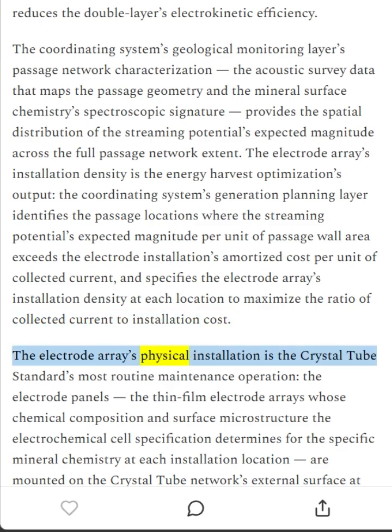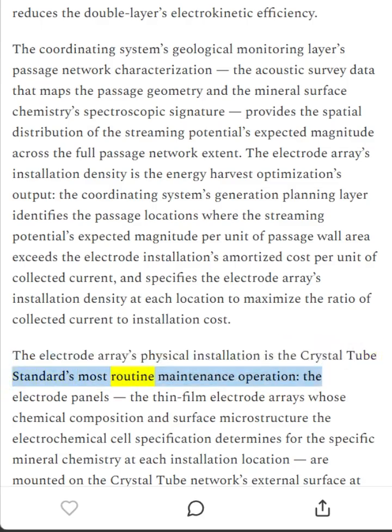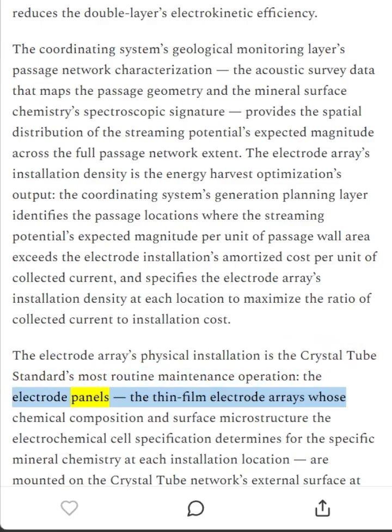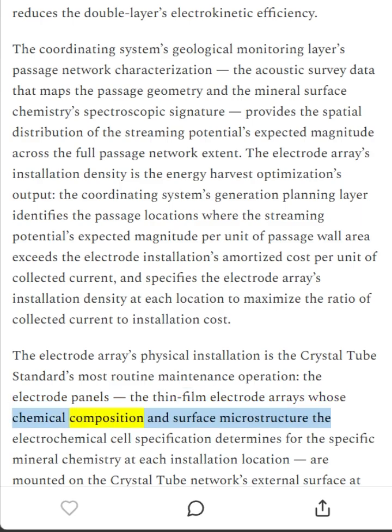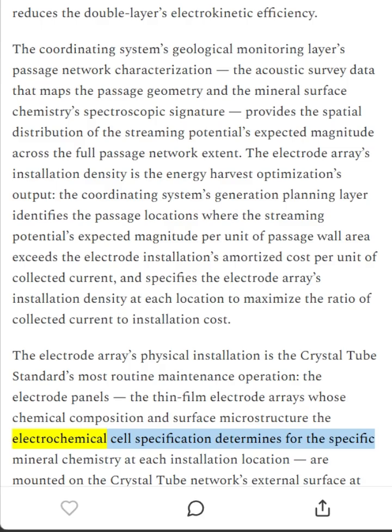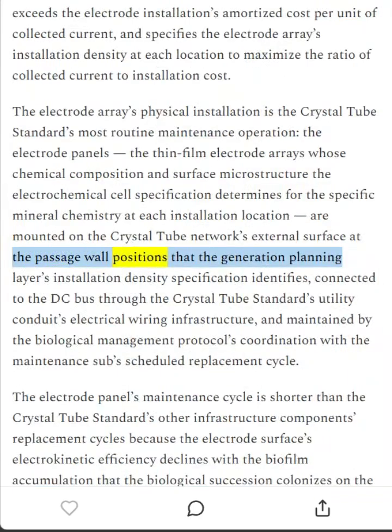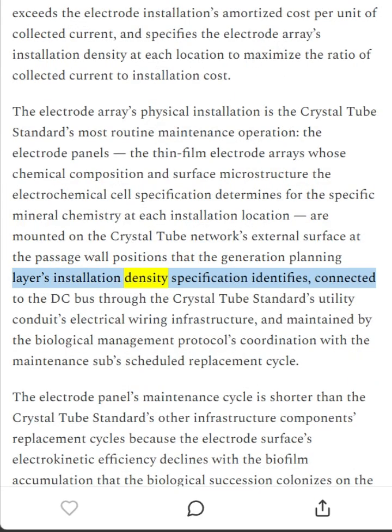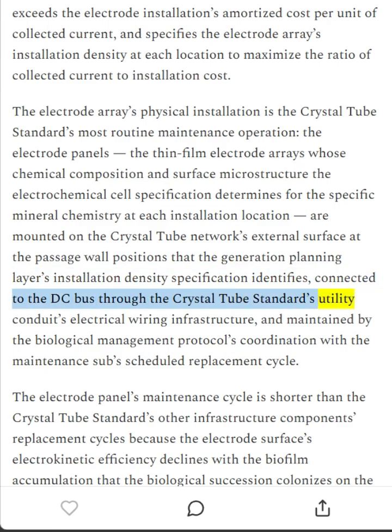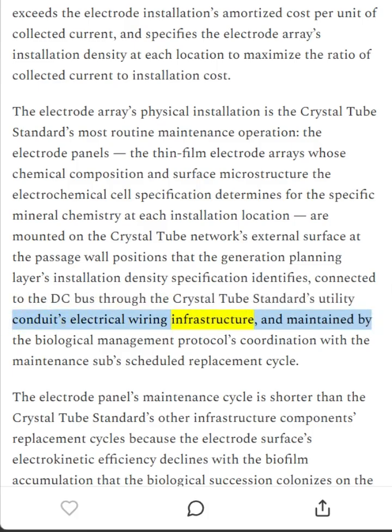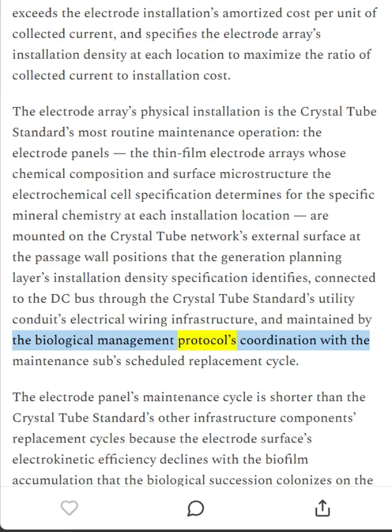The electrode array's physical installation is the Crystal Tube Standard's most routine maintenance operation. The electrode panels, the thin film electrode arrays whose chemical composition and surface microstructure the electrochemical cell specification determines for the specific mineral chemistry at each installation location, are mounted on the crystal tube network's external surface at the passage wall positions that the generation planning layer's installation density specification identifies, connected to the DC bus through the Crystal Tube Standard's Utility Conduits electrical wiring infrastructure, and maintained by the Biological Management Protocol's coordination with the maintenance scheduled replacement cycle.